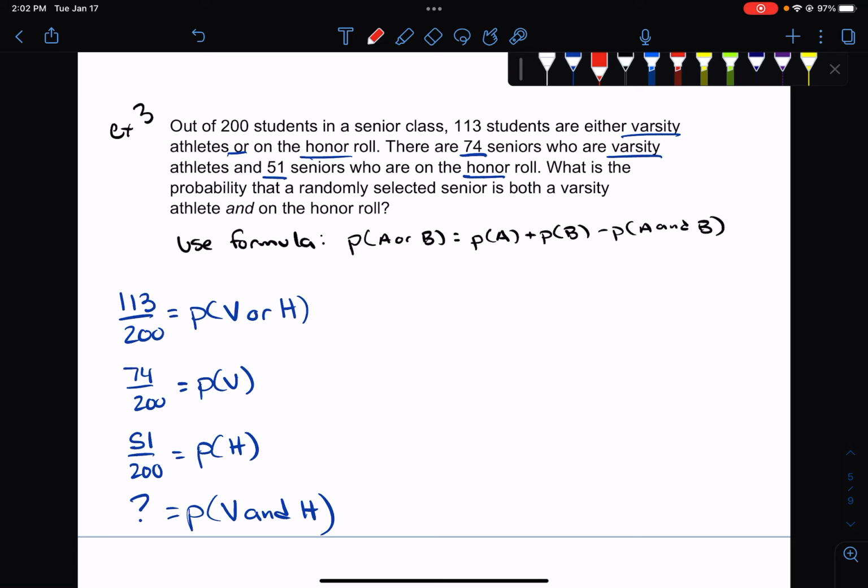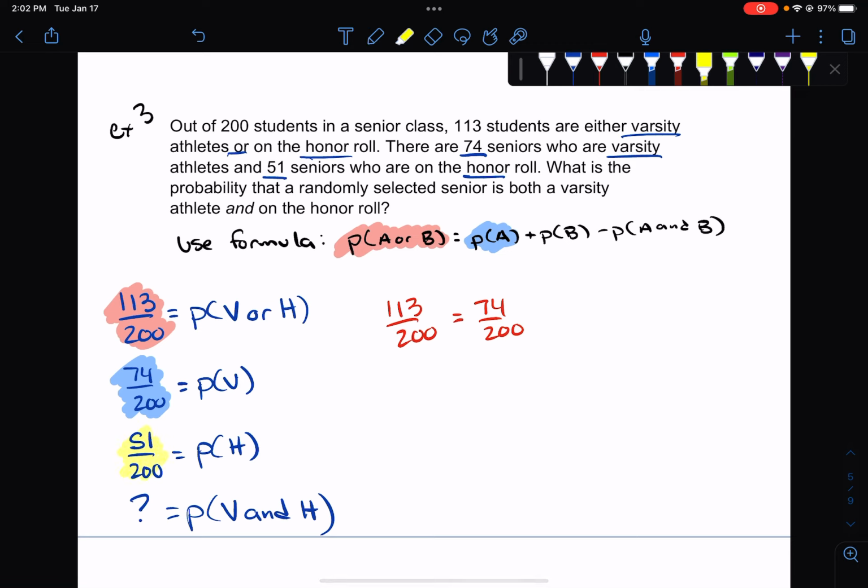So I'm going to plug in the numbers it gave me. This first one, let's highlight something here. 113 over 200, that goes right here. That's my OR statement. So 113 over 200 is going to go right there, okay? 74 over 200, that's the probability of V, which is just my first event. So that goes right there. And then 51 over 200 is my second probability, which is right here. So then I'm going to add 51 over 200, okay?